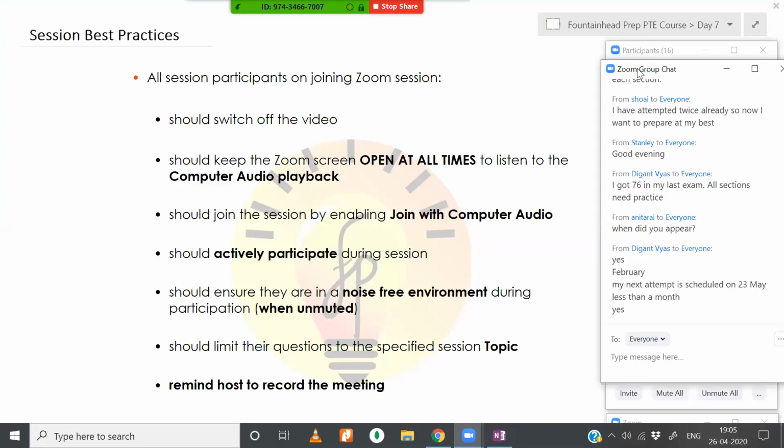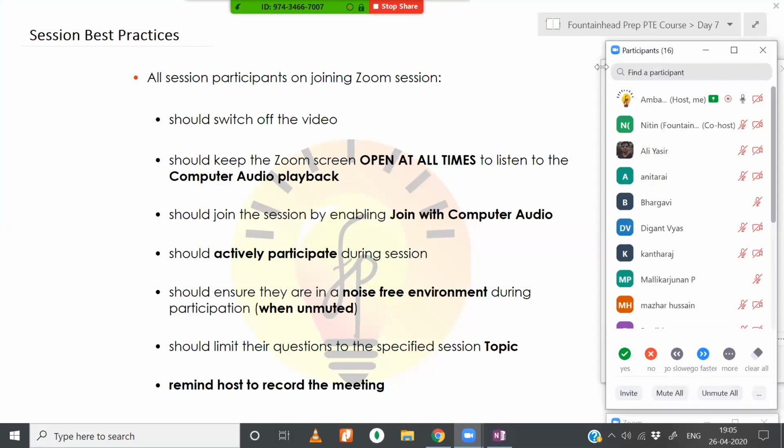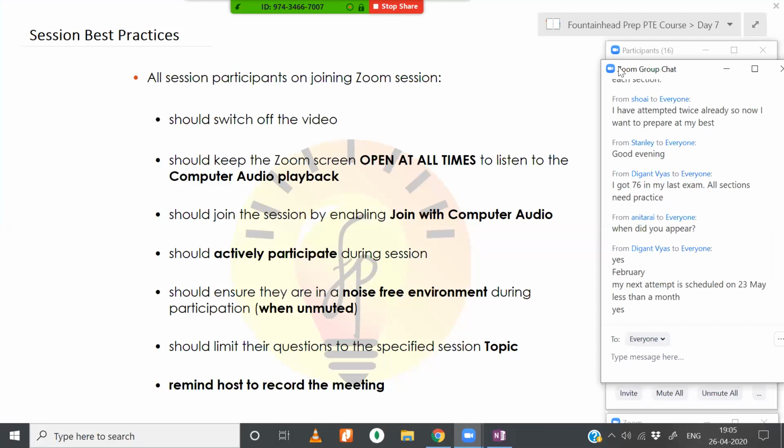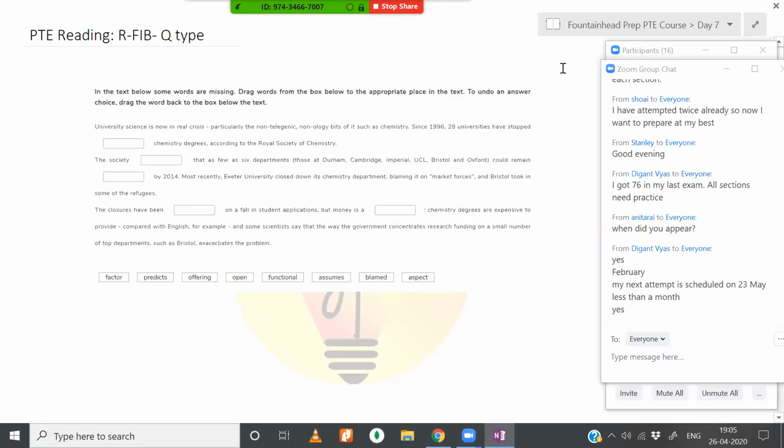So today we will be discussing two very important question types in the NPT exam. One is reading fill in the blanks and the other one is reading and writing fill in the blanks. All right. So this is how a reading fill in the blank question type looks like.